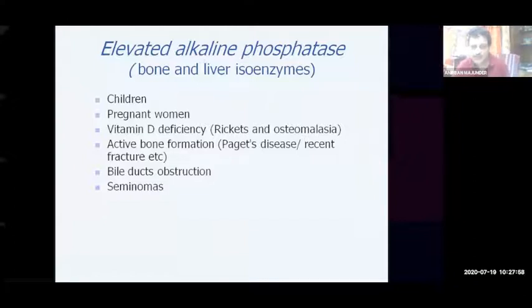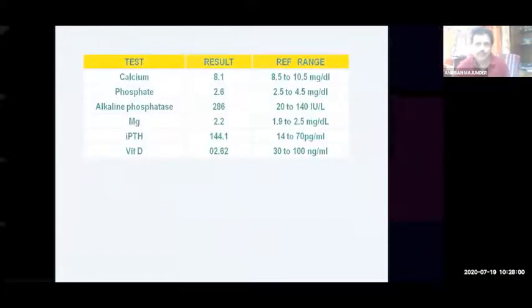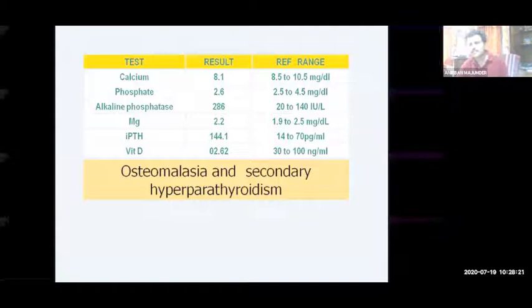alkaline phosphatase is concerned. So we have checked her vitamin D level, and we have also checked the PTH hormone, magnesium, and repeated the calcium and alkaline phosphatase, which again confirm that there is a low calcium, high alkaline phosphatase, very low vitamin D, and high PTH. So therefore, the diagnosis is that this patient has got osteomalacia with secondary hyperparathyroidism.